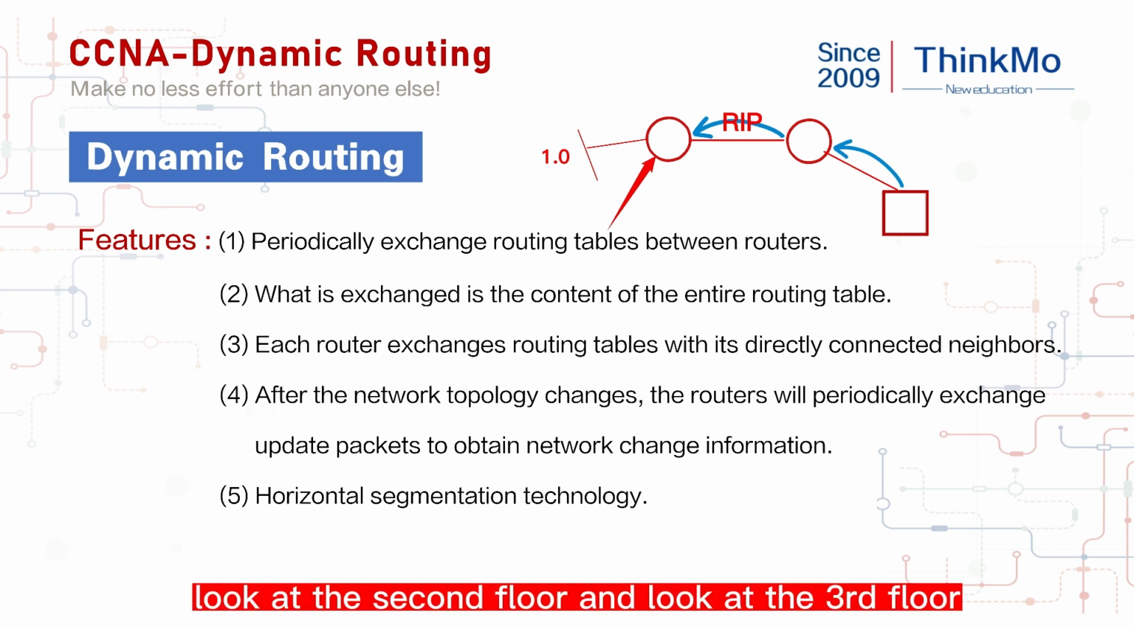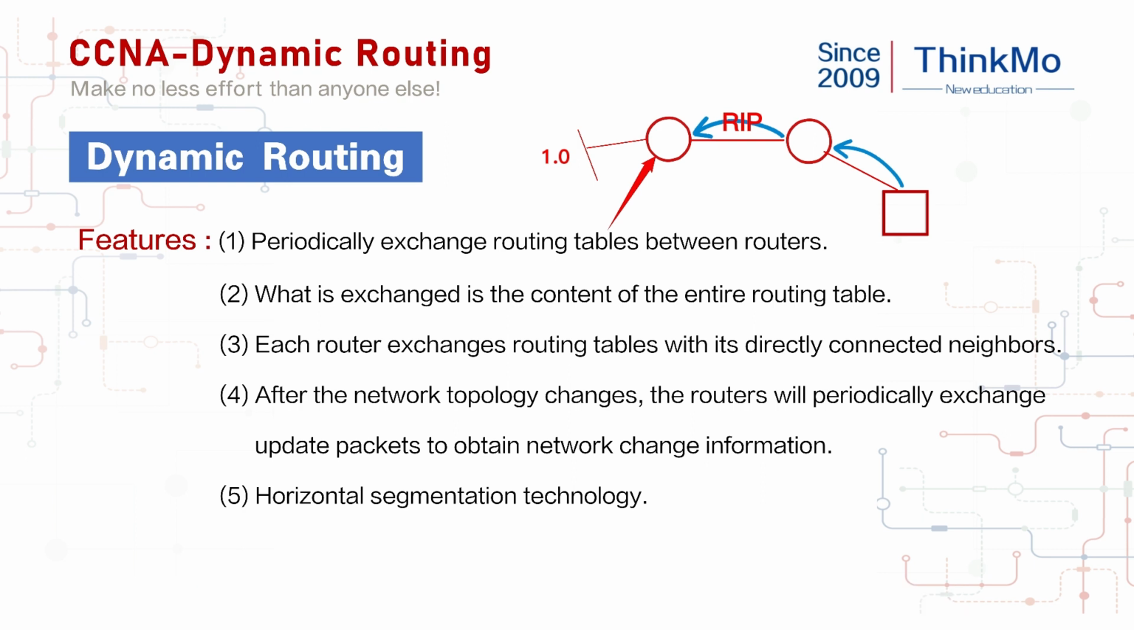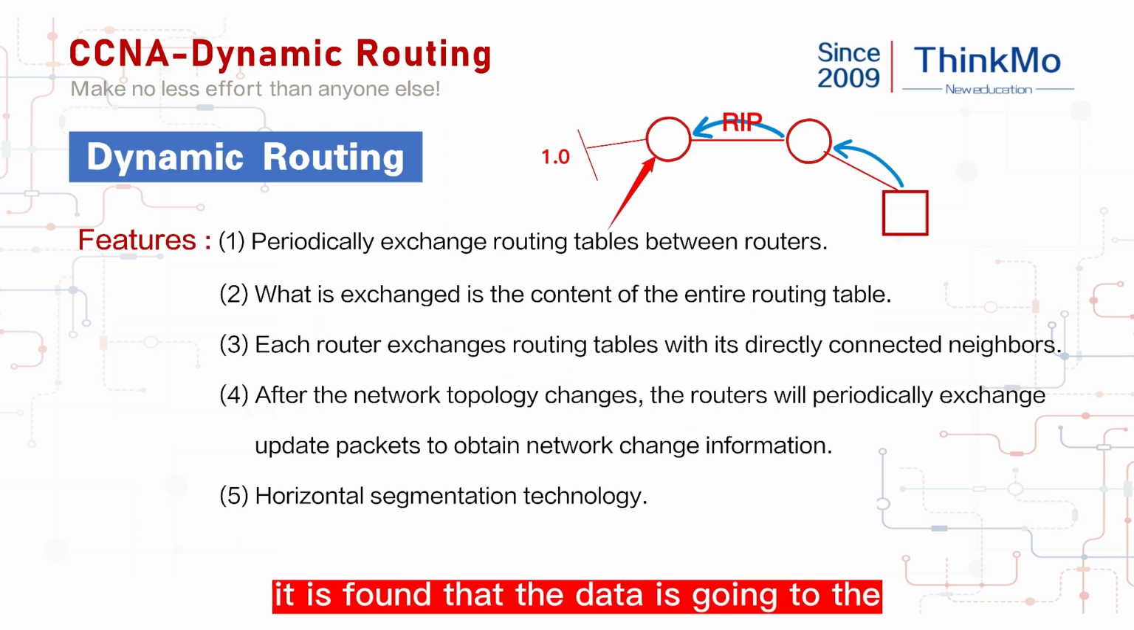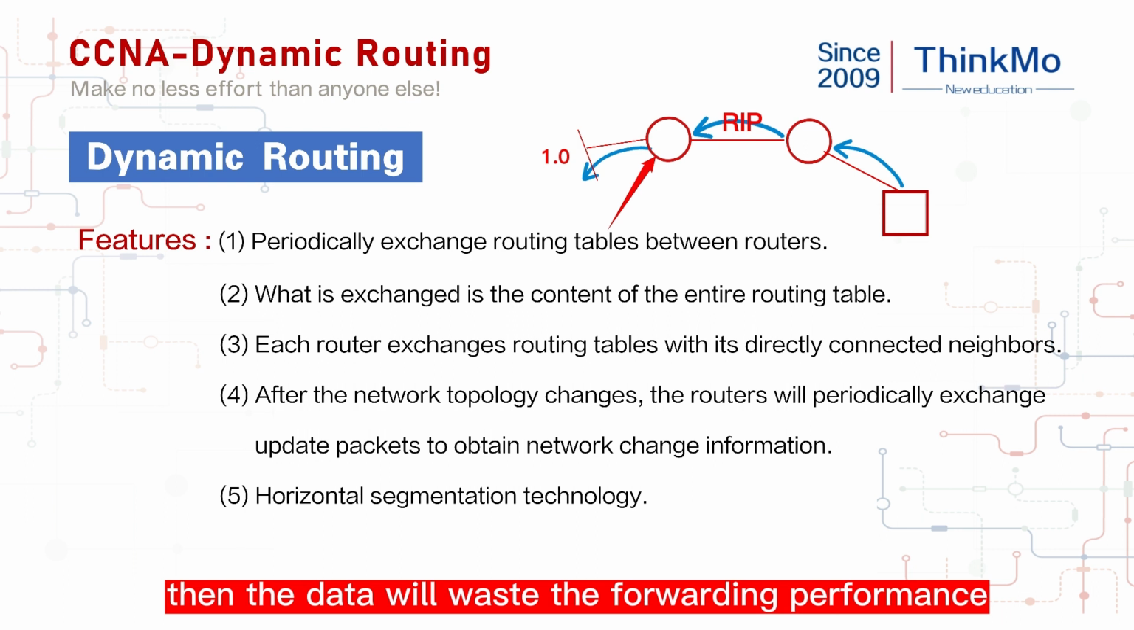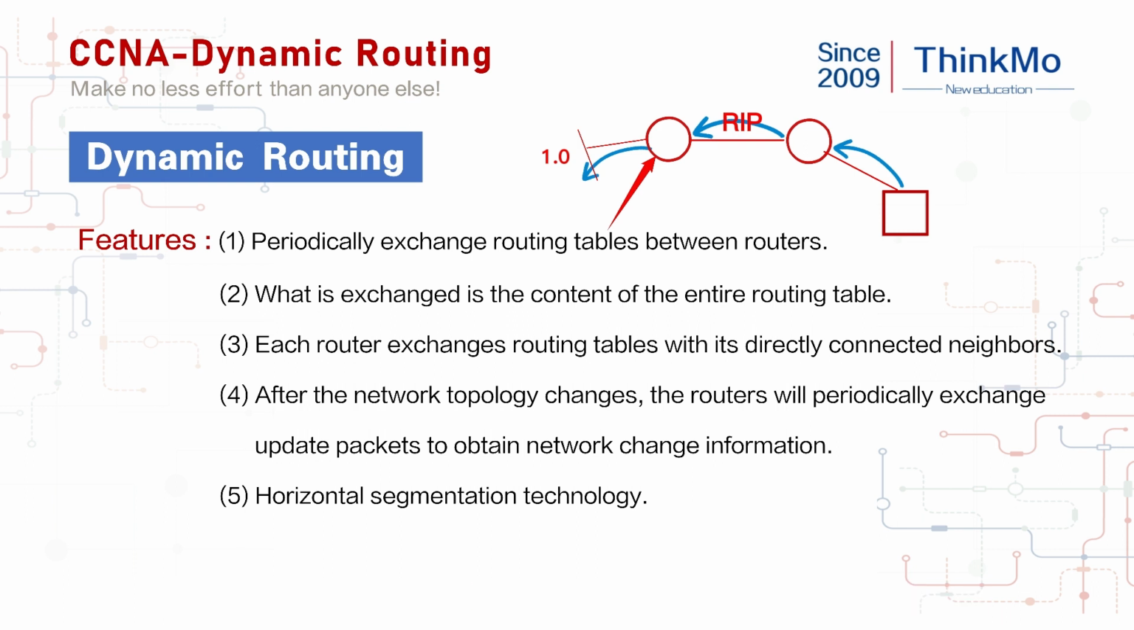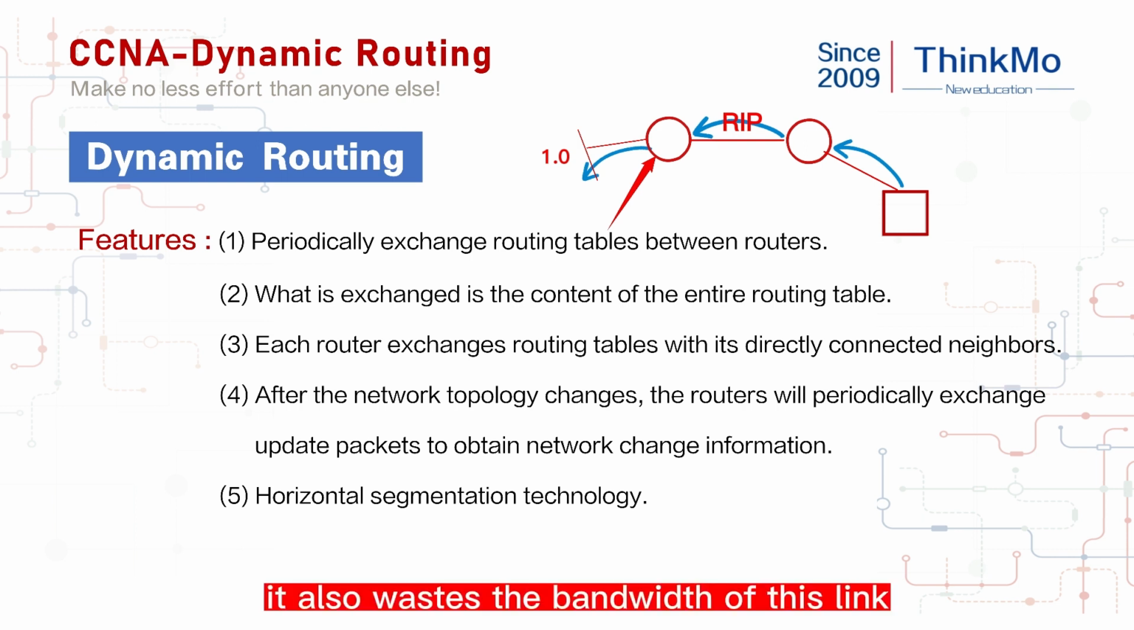Look at the second floor and look at the third floor. In the third layer, it is found that the data is going to the 1.0 network segment. And if there is no such entry in its table, the packet will be discarded. Then the data will waste the forwarding performance of the device, that is, waste device hardware. It also wastes the bandwidth of this link.